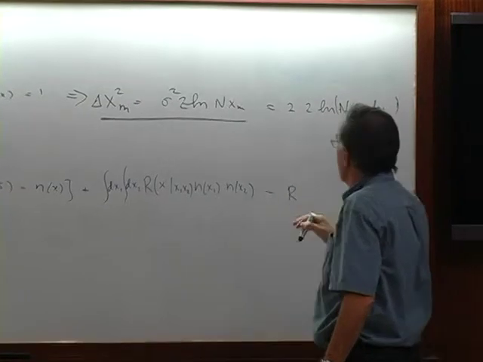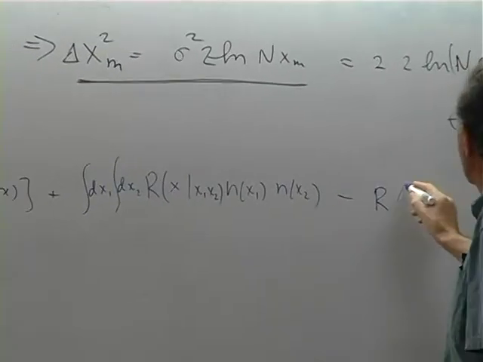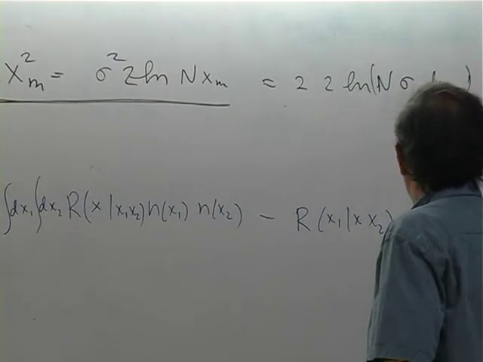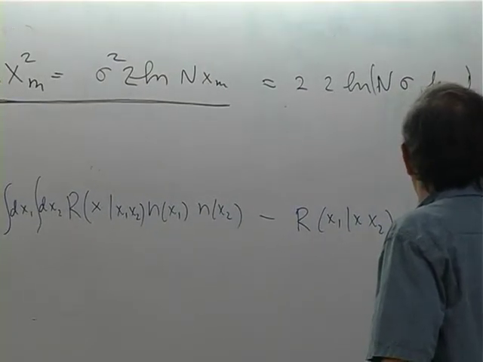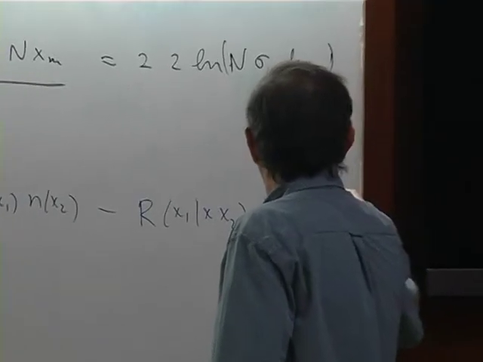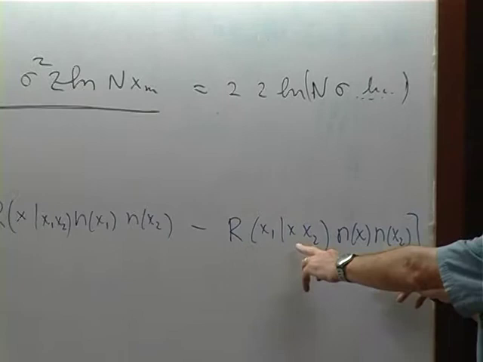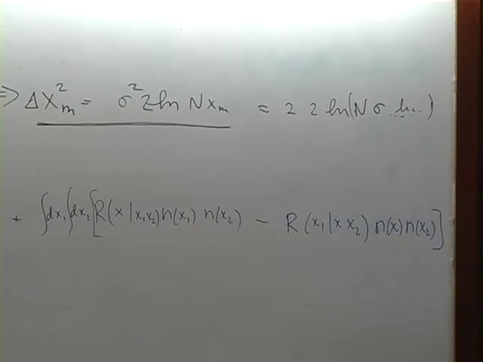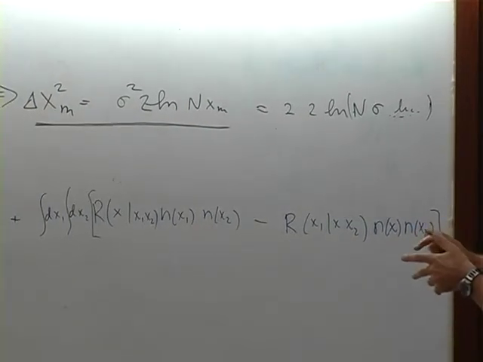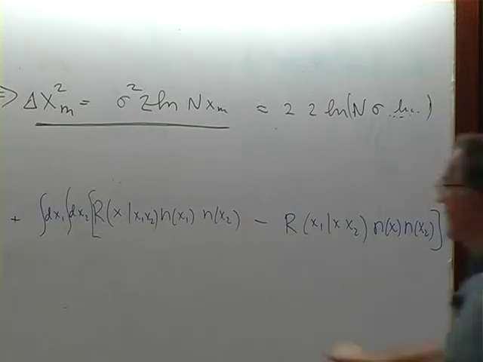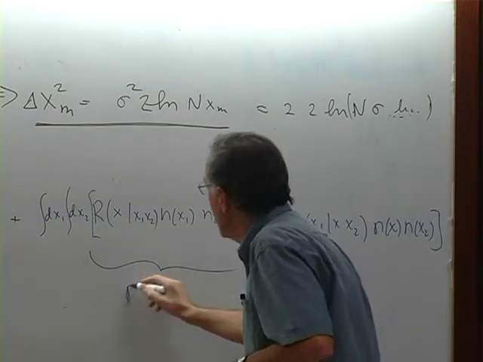So to conserve probability, I have to add another process here, and X and X2. So that just takes into account the redistribution of probability so that things are normalized correctly. Okay, so that is recombination.